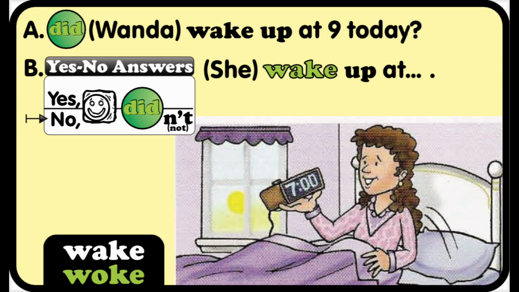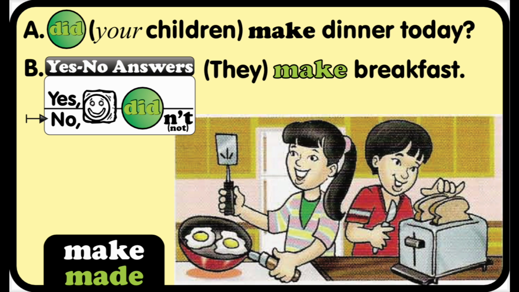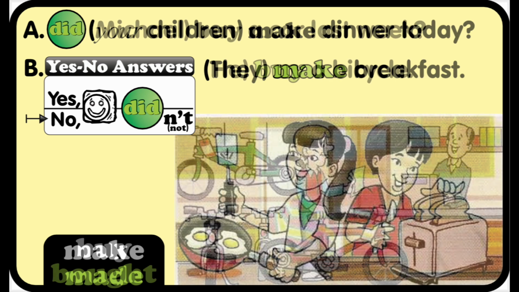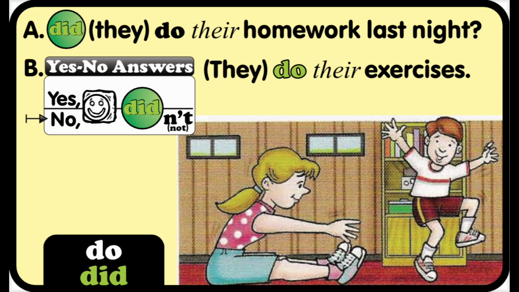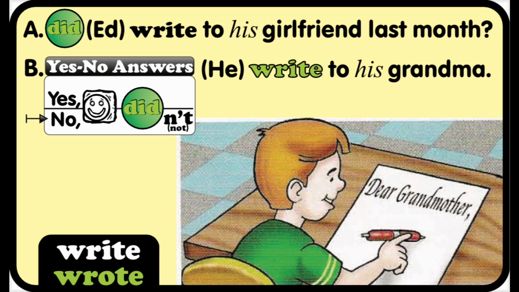Did Wanda wake up at 9 today? No, she didn't. She woke up at 7. Did your children make dinner today? No, they didn't. They made breakfast. Did Michael buy a car last week? No, he didn't. He bought a bicycle. Did they do their homework last night? No, they didn't. They did their exercises. Did Ed write to his girlfriend last month? No, he didn't. He wrote to his grandma last month.